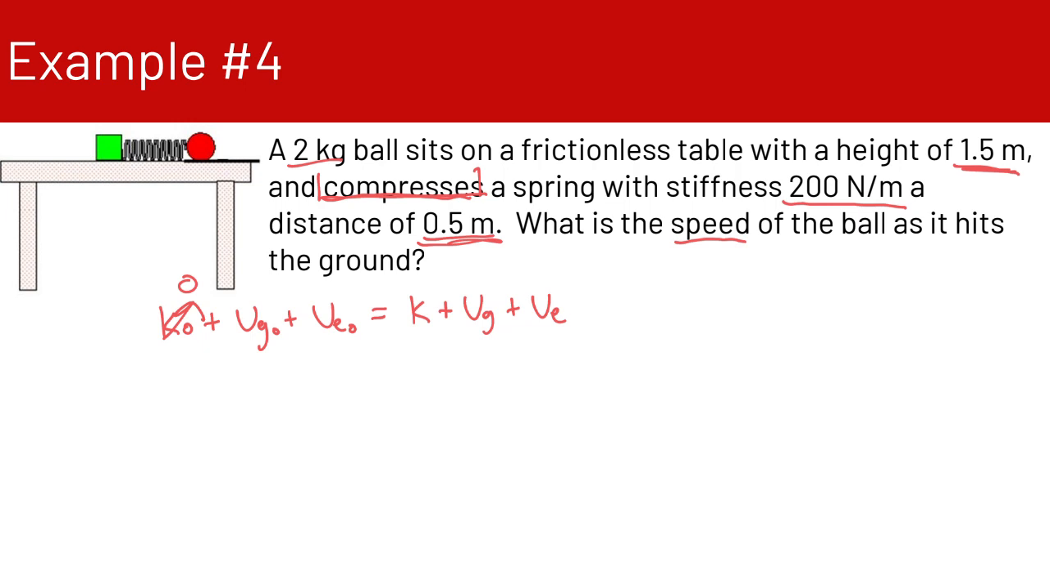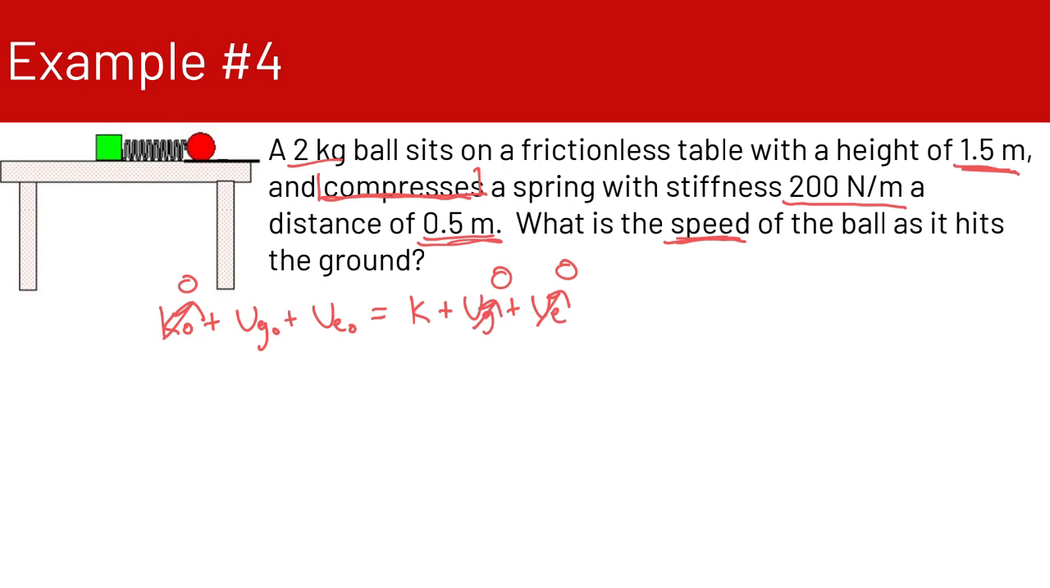Now, on the ground, right before it hits the ground, it does have kinetic energy because it has a speed, but it doesn't have gravitational potential because it's just about to hit the ground. So we can say gravitational potential is 0, and it doesn't have spring potential anymore because the spring is no longer compressed. So the spring returns to its uncompressed state, which gives it 0 spring energy.